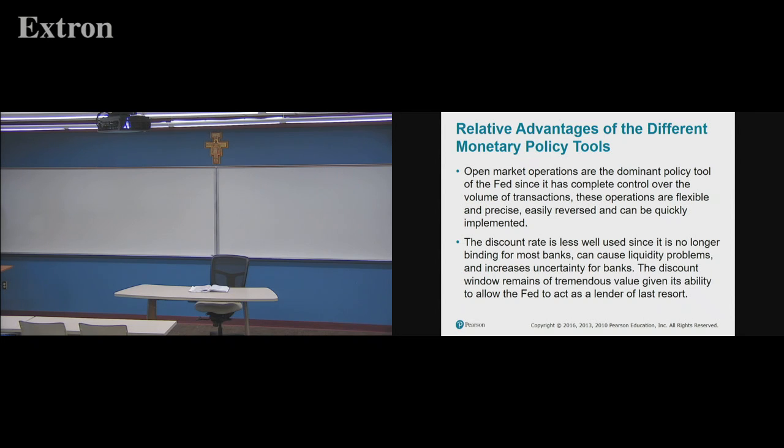Okay, and here are the relative advantages. Open market operations have been the dominant policy tool since, I don't know, dating back like 70, 80 years now. That's been the standard operating procedure for a long time. It has more control over transactions, and it's flexible, precise, easily reversed, and quickly implemented. The discount rate is a lot less used. It's not binding for a lot of banks.